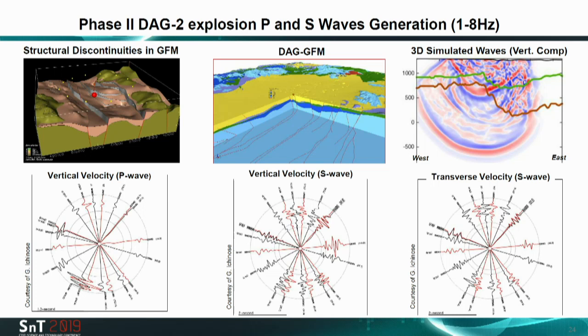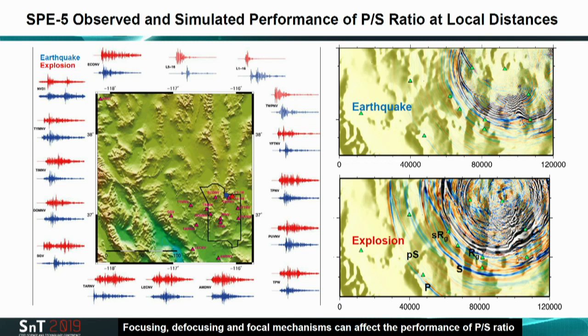I'll pass this one. What we are doing now is moving from local scales to large distances, about 200 kilometers, 500 kilometers or so. So there's the Nevada test site, and Arben Pitarka started doing simulations for discrimination purposes between earthquakes and explosions. What he found out is that focusing, defocusing, and focal mechanism can affect the performance of the P/S ratio. Bill Walter published recently, 2009 BSSA, a paper where he showed that the P/S ratio may not work for local distances. So we're working on how to improve the network in order to get more of that information. And here's the conclusion. For the sake of time, I'm going to skip it. Thank you very much.